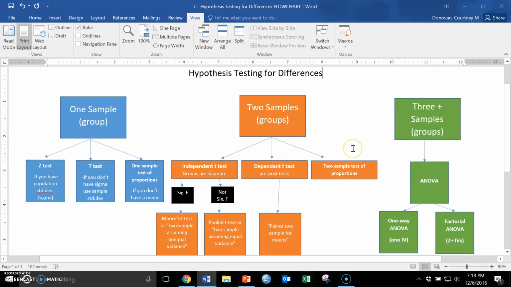We can also do this with proportion. This is used a lot in elections. How many out of how many? If we have more than two groups, so right now we can only do male and female. We could do minority or not minority. If we wanted to split by all of the different race and ethnicities, then we would need a 3 sample or 3 groups. Here we're going to use ANOVA. We can do a one-way ANOVA, we can do a factorial ANOVA, depending on how many variables we want to include. So now that we know what test that we need, you can go to the next part and look for resources on how to actually conduct those tests.